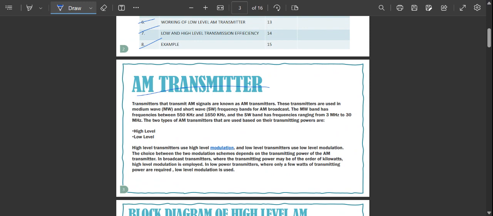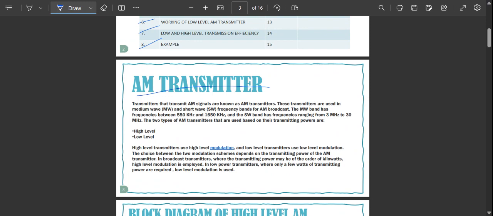Let's see, where is an AM transmitter used? Transmitters that transmit AM signals are known as AM transmitters. So these transmitters are used in medium wave and short wave. Medium wave is MW and short wave is SW. Frequency bands for AM broadcast: the MW band has frequencies ranging from 550 kilohertz to around 1600 kilohertz, and the SW band has frequencies ranging from 3 megahertz to around 30 megahertz.